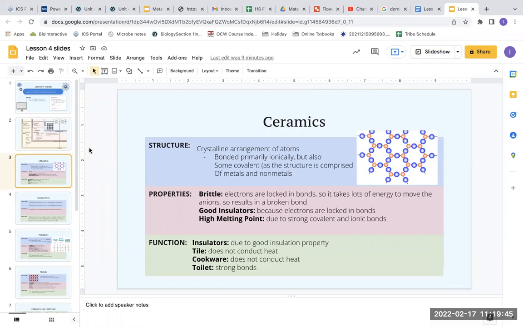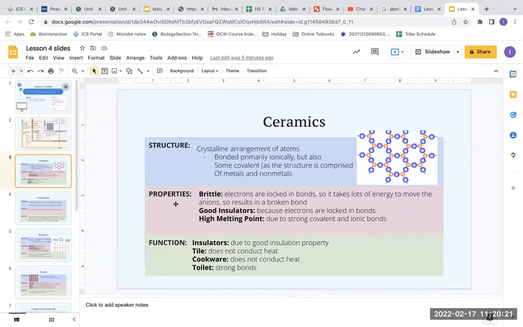And if you look at the chemical bonds, how atoms are bonded with each other in ceramics, they usually consist of both ionic bonds and covalent bonds. So remember, covalent bonds usually exist between nonmetals, and ionic bonds exist between metals and nonmetals on the periodic table. Since they are composed of both metals and nonmetals, they have both types of bonds.